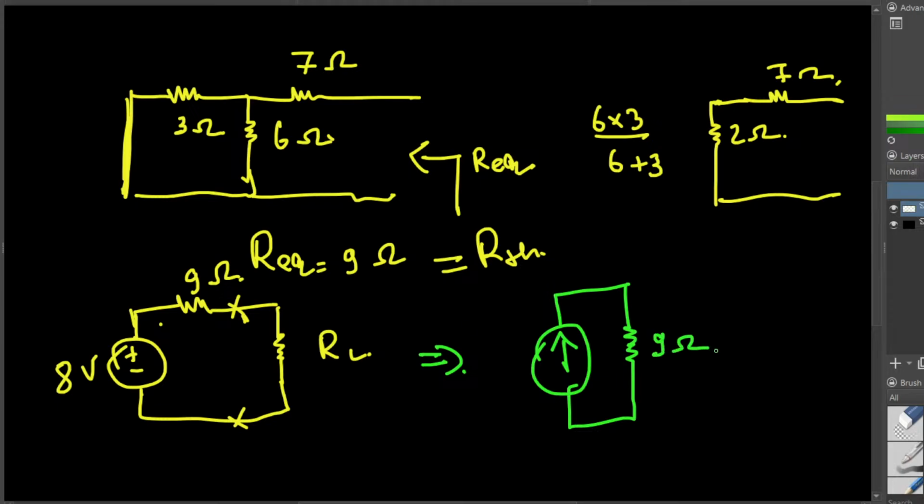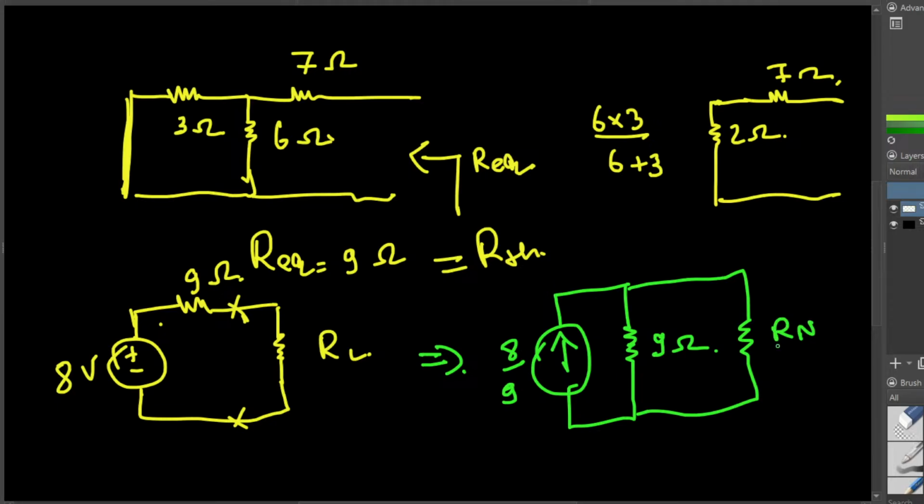So this is 9 ohm resistance. Now we just have to find the current. To find the current, we can use Ohm's law. Ohm's law says that V is equal to I times R. I is equal to V divided by R. V is 8. R is 9. So 8 divided by 9 is going to be the equivalent Norton current. And once you have got that, that's going to be the equivalent Norton circuit.